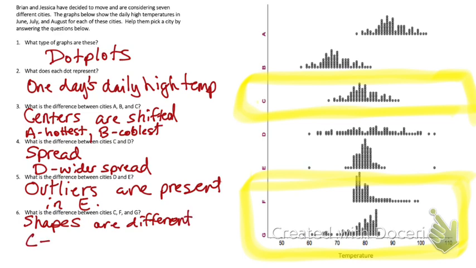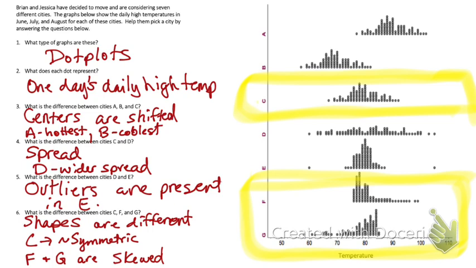Specifically, graph C is what we would call approximately symmetric. If I look at just the overall shape of that, it's fairly symmetric. I'm not talking about little details, but for the most part, it's pretty symmetric. F and G are what we call skewed. We'll talk about what direction they're skewed in here in just a second.